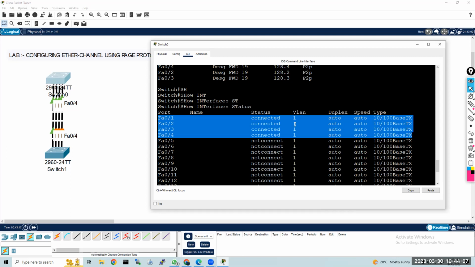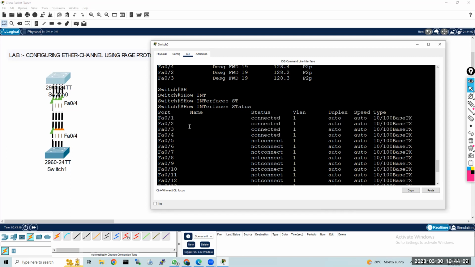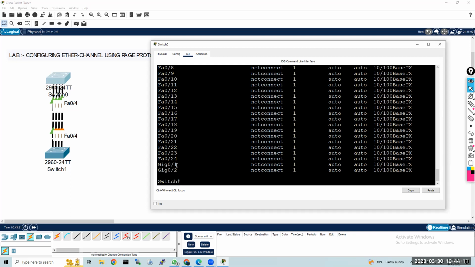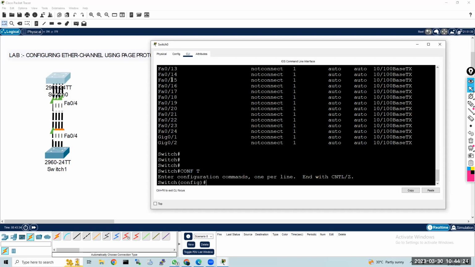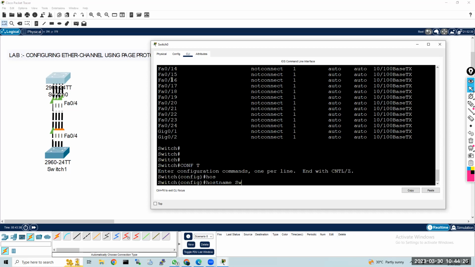So the first 4 ports we have connected. Even Gigabit 2 also we can connect. Even this also we can connect, no problem. Okay, so let's do this configuration, guys. What is the first configuration we should do? We can give the host name.